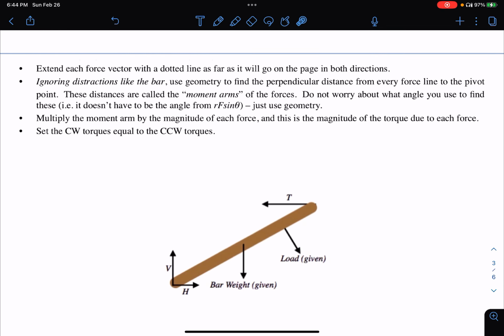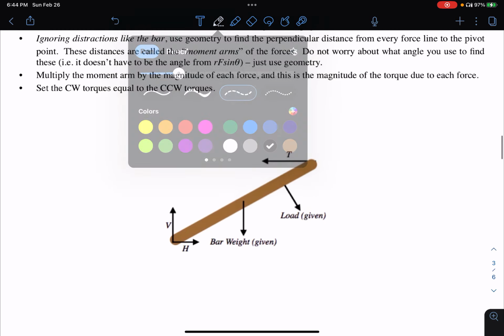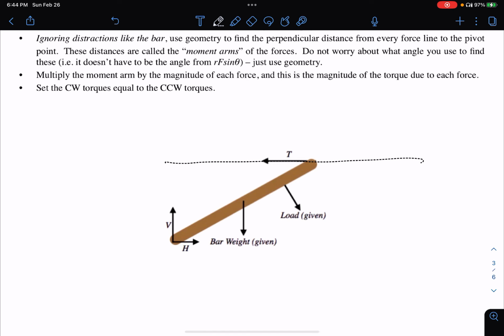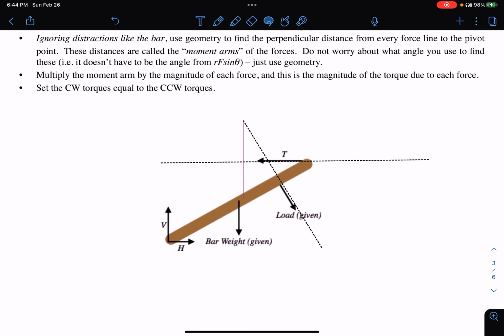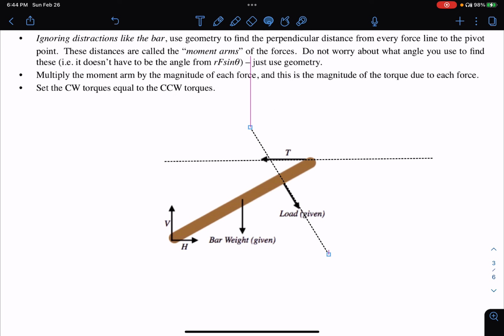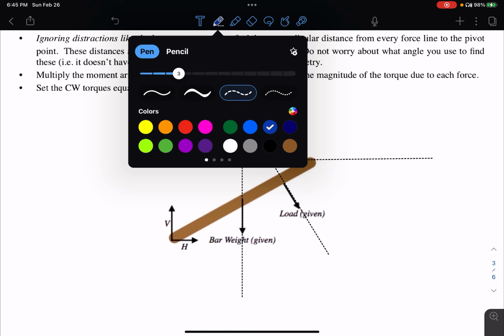Now we can extend all the forces with dotted lines. So let's extend this force. Here's tension. Here's the load. Let's extend all of them with dotted lines. And we have gravity. We don't need to care about V and H because they are not going to generate torque anyway. Now we want to find the perpendicular direction of these forces to the pivot point, which is here. Here's our pivot point.